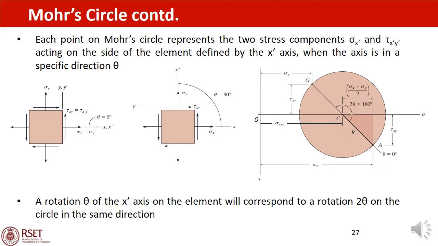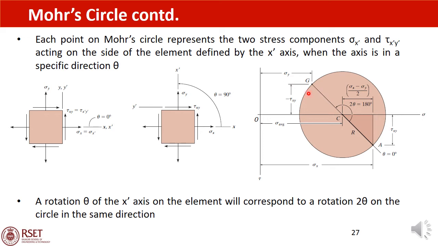Now consider rotating the x dash axis 90 degrees counterclockwise as shown in this figure. Then sigma x dash becomes sigma y and tau x dash y dash becomes minus of tau xy. These values are the coordinates of point G in the Mohr circle. So here G has the coordinates sigma y and minus tau xy.